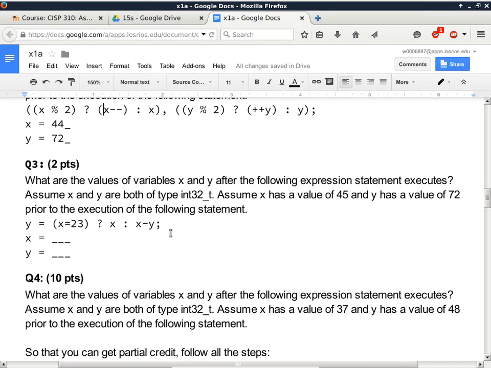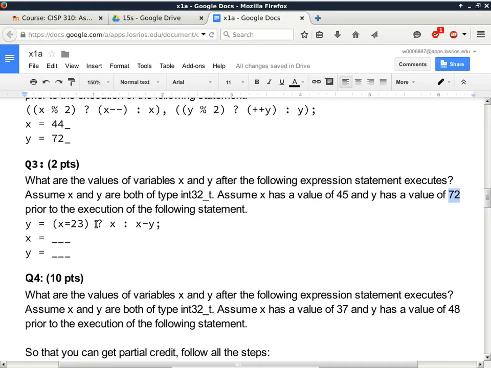Number 3 is asking what are the values of variables x and y after the following expression statement executes. Assume x and y are both of integer type, 32-bit, assume x has a value of 45 to begin with, and y has a value of 72 to begin with, prior to the execution of the following statement. Same kind of format as the first four questions.